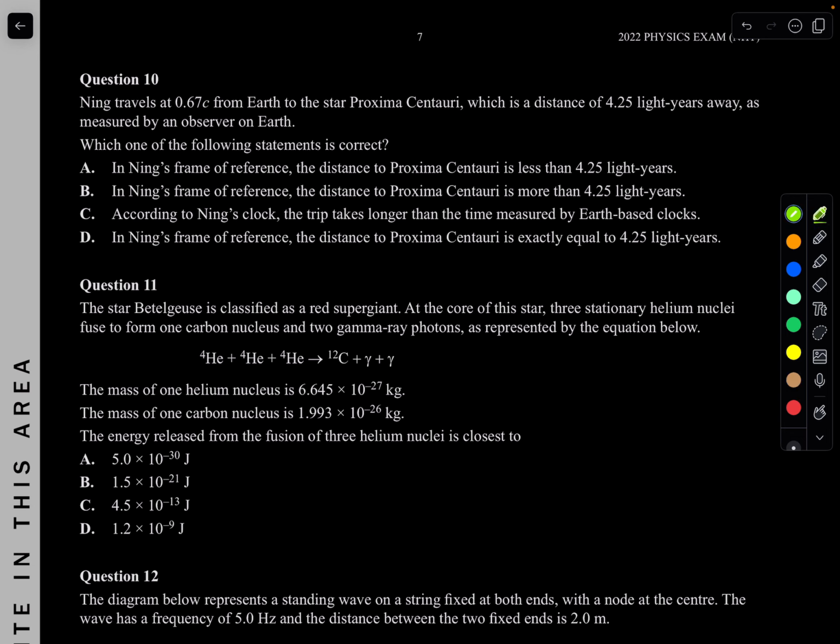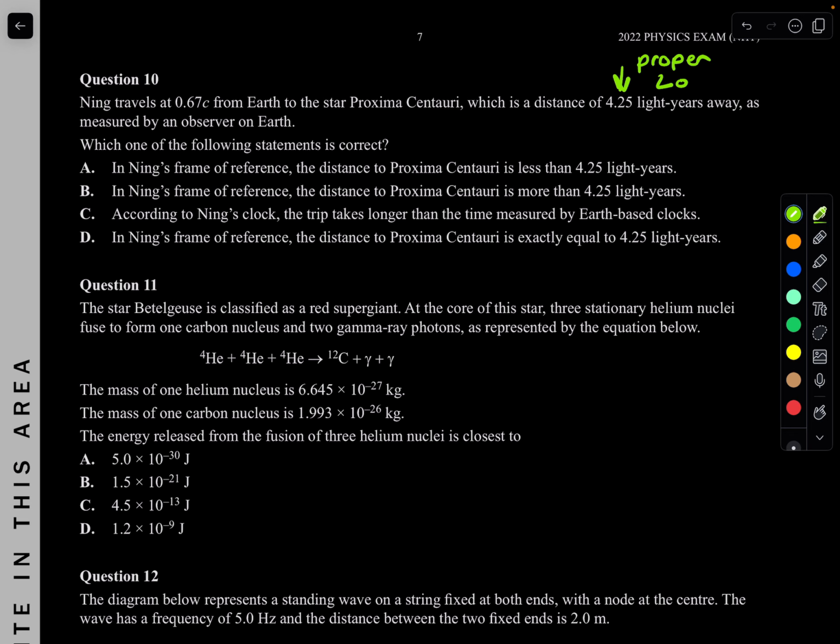Question 10. Ning travels at 0.67 c from Earth to a star, Proxima Centauri, which is at a distance of 4.25 light years away, as measured by an observer. So if this distance here is measured by an observer, this is actually your proper length, L naught. Which of the following statements is correct?